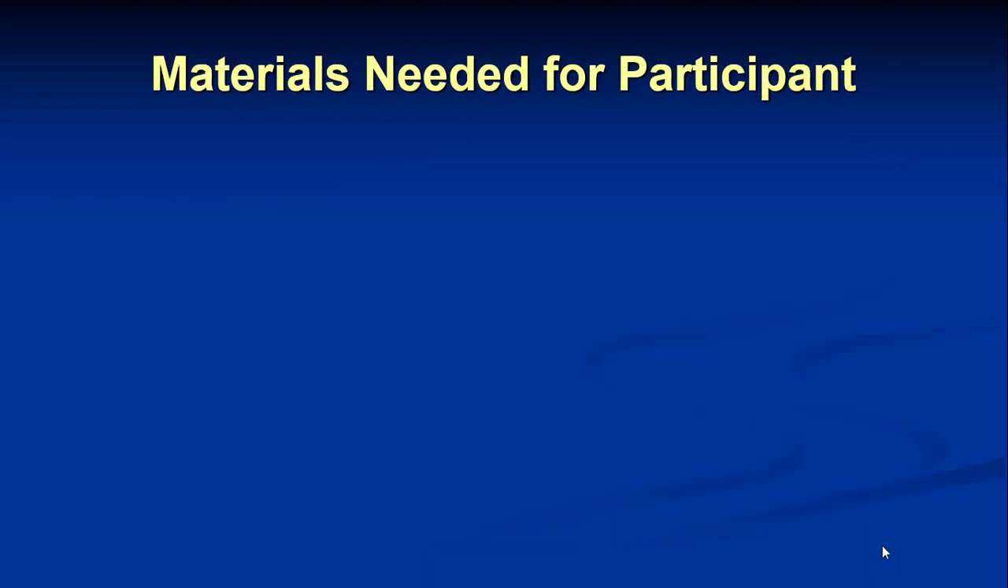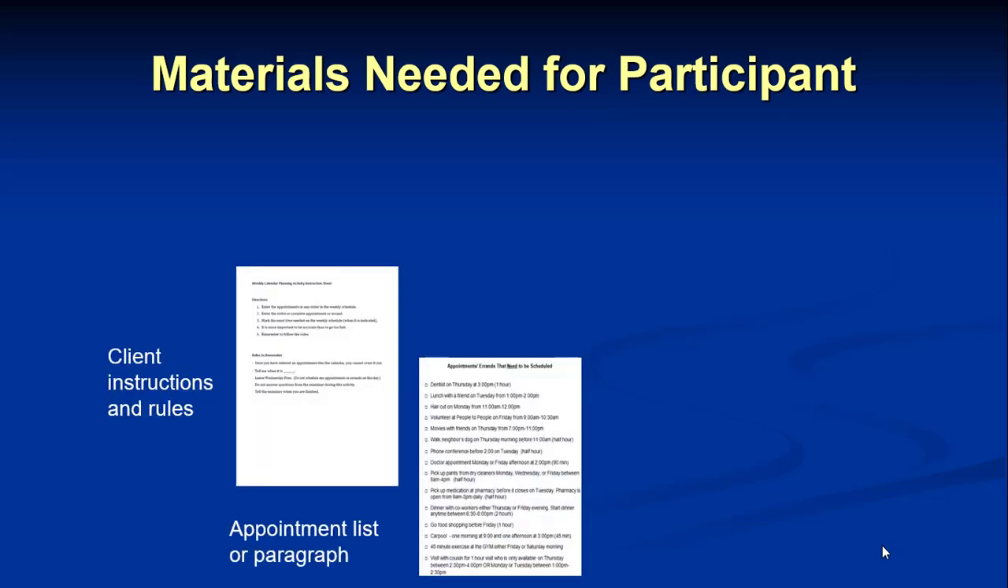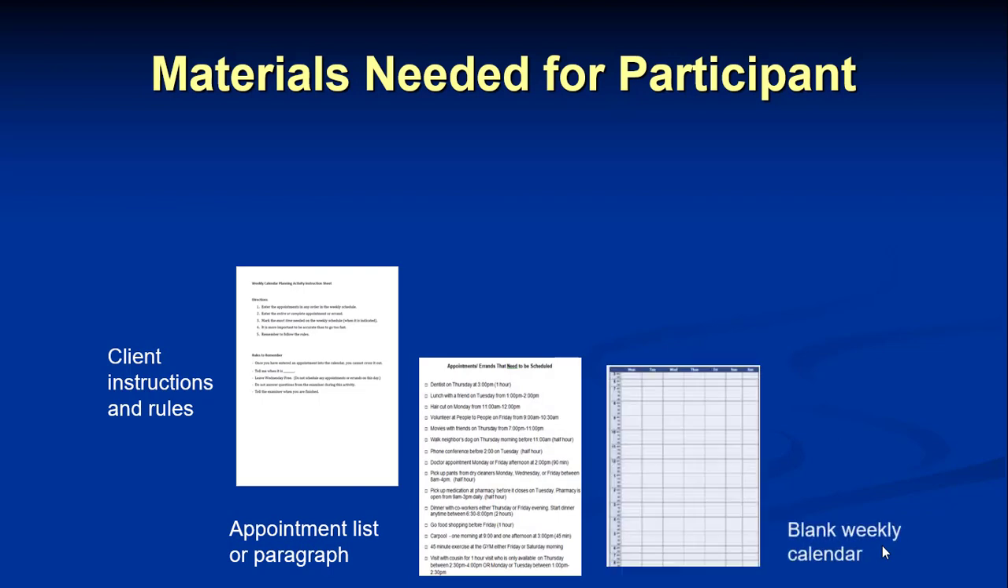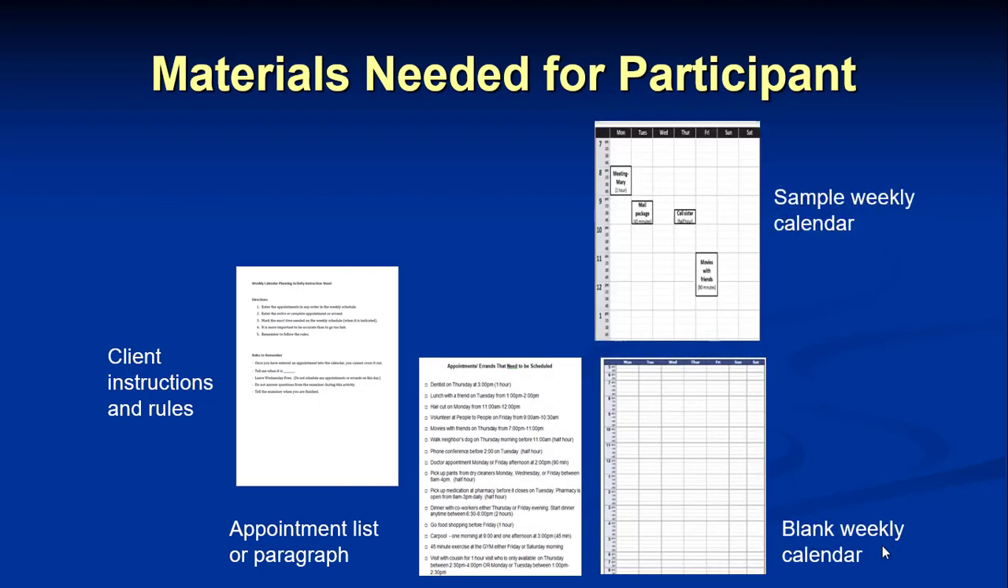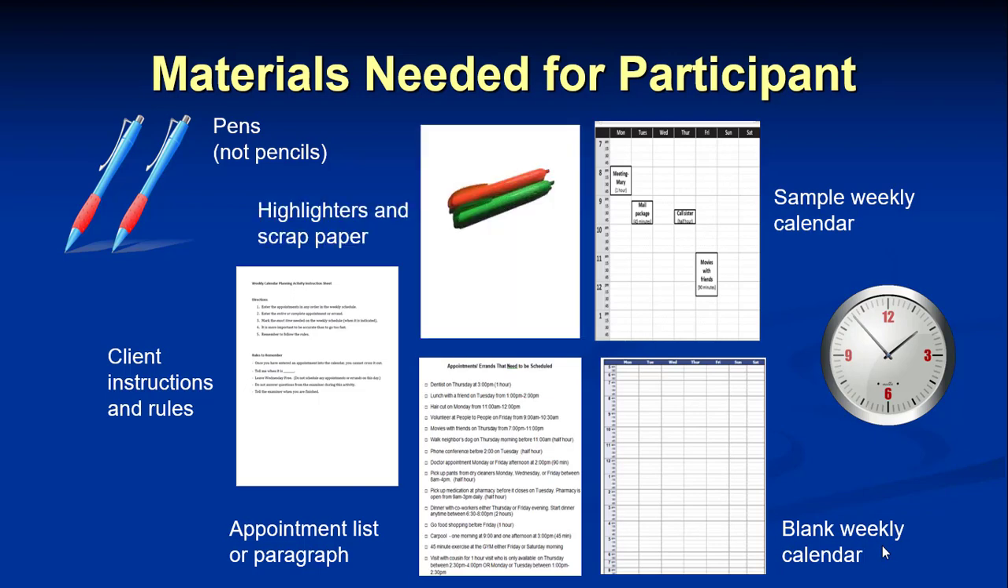The materials needed for the participant include client instructions and rules, the appointment list or paragraph, a blank weekly calendar, and weekly calendar samples. These items can be found in the appendices of the WCPA manual. Documents should be printed using a high-quality printer, and the blank calendar size should be accurate and show lines. Additional items needed include a watch or a clock in clear sight, pens, and for levels 2 and 3, the client is provided with 2 different color highlighters and scrap paper.